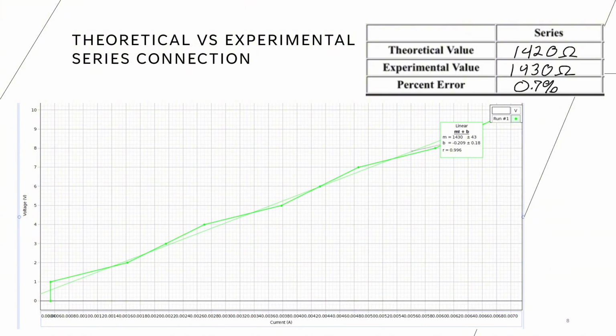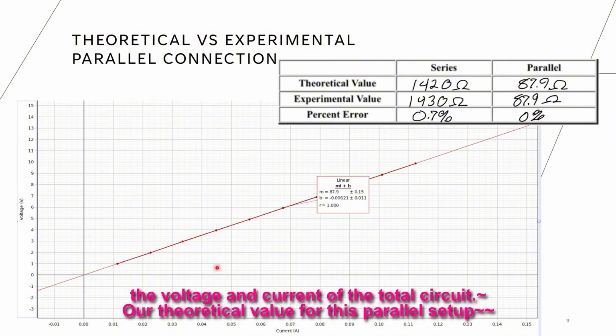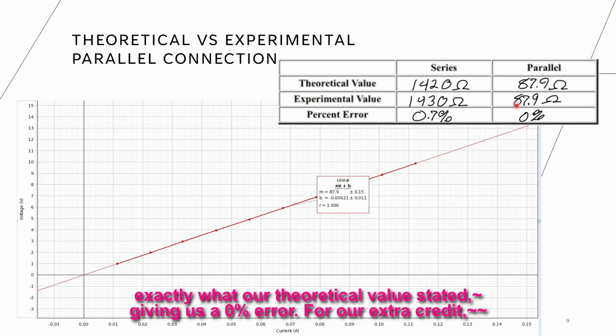Then we went for the parallel connection, putting each resistor on top of each other. We measured the voltage and current of the total circuit. Our theoretical value for this parallel setup was 87.9 ohms, and our experimental value, as seen as a slope in this graph, was 87.9 ohms, exactly what our theoretical value stated, giving us a 0% error.